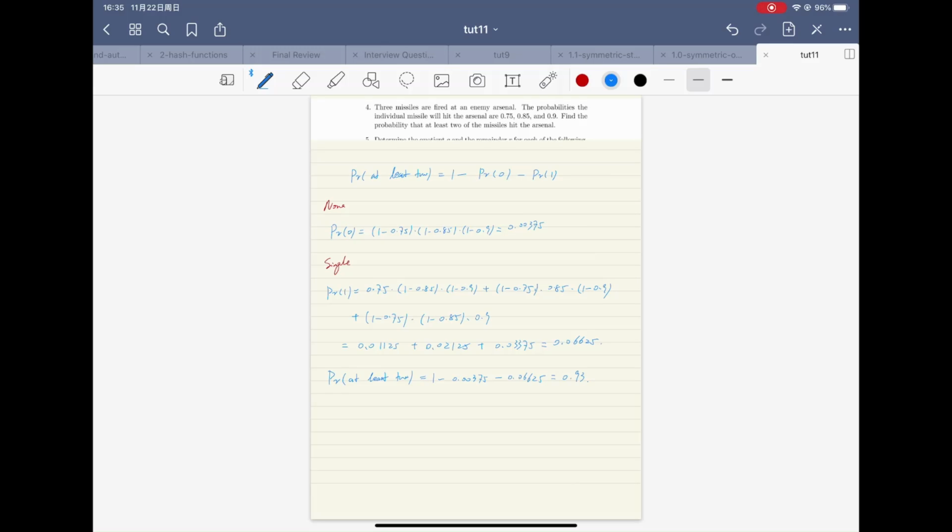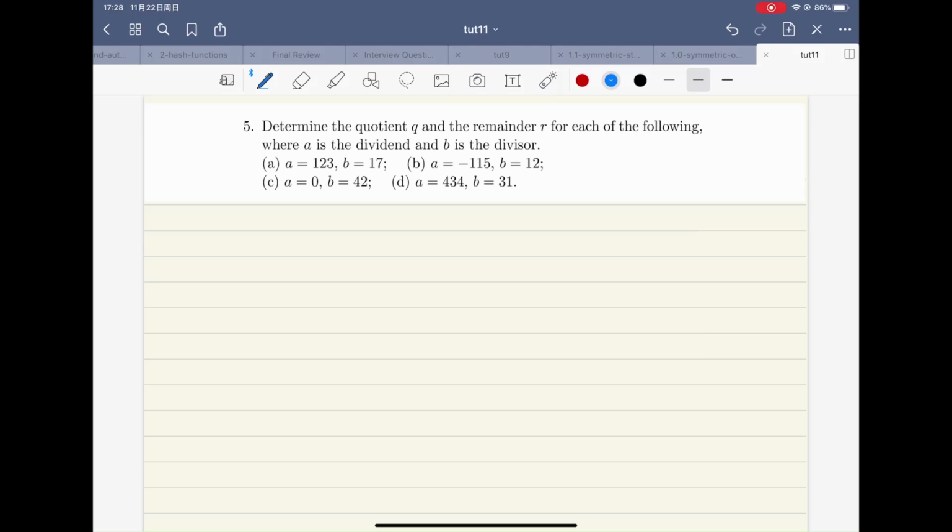Then question 5 will be about the properties of integers. So we end the probabilities. From question 5, we will enter the world of integers. Question 5 asks you to determine the quotient Q and the remainder R for each of the following, where A is the dividend and B is the divisor. And in this question, we will use what we have learned in primary school, the long division.